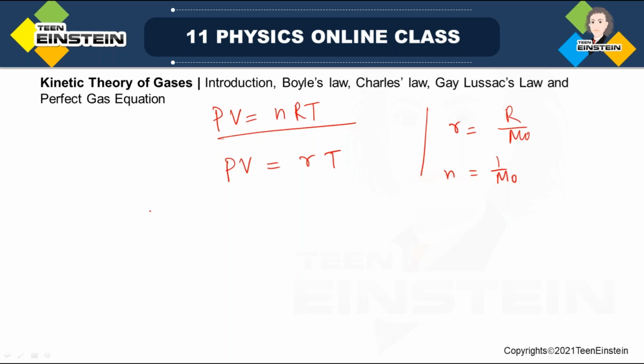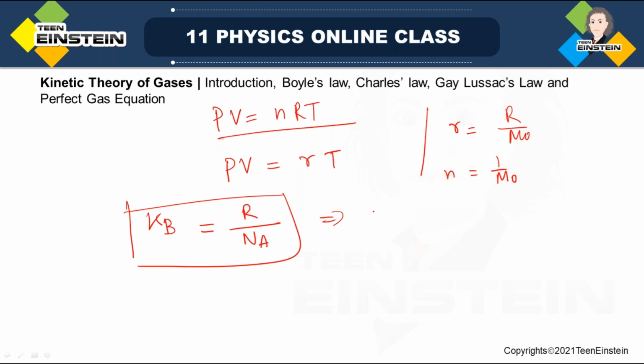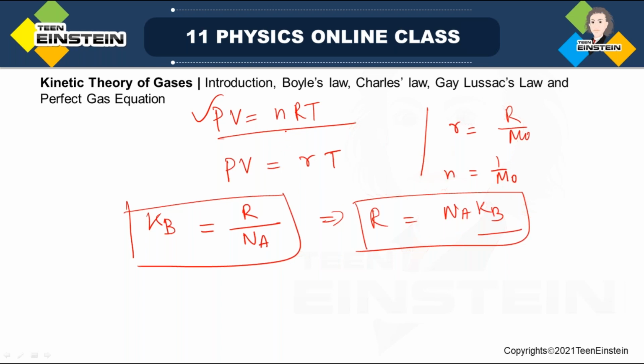Now, there is another fundamental constant in kinetic theory of gas, that is Boltzmann's constant, generally written as Kb or sometimes simply K. It is given by the universal gas constant divided by Avogadro number. This implies R is equal to NA into Kb. This is the relationship between the universal gas constant and the Boltzmann constant. If I write the equation in terms of Boltzmann constant, then PV is equal to n NA Kb into T.